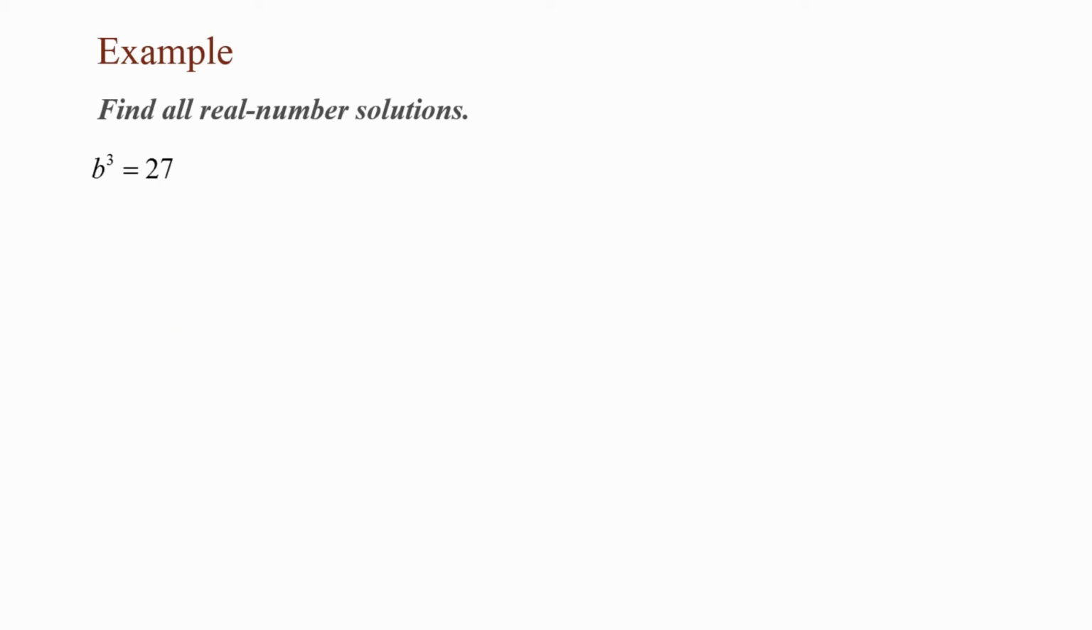Find all real number solutions. In this example, we have b to the third equals 27. For this problem, we want to take our b to the third to the 1/3 power so that we have b to the first. What we do to one side, we do to the other. So b equals the cube root of 27, which is 3. Since the denominator 3 is odd, I use the sign of the number in my parentheses. 27 is positive, so 3 is positive. So b equals 3.